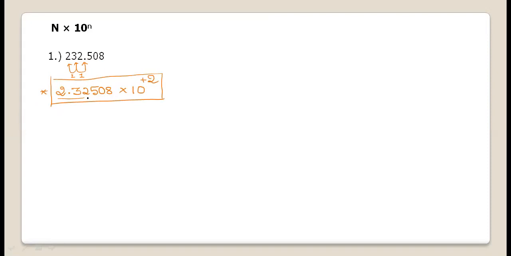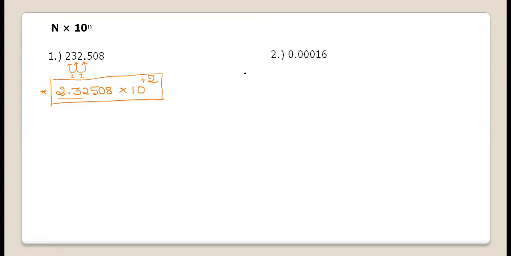Now the digit term range is between 1 to 9.99, and the exponent term is a positive value, which shows the decimal point is moved towards the left hand side. How many places has it been moved? It is 2 places, hence it is plus 2.